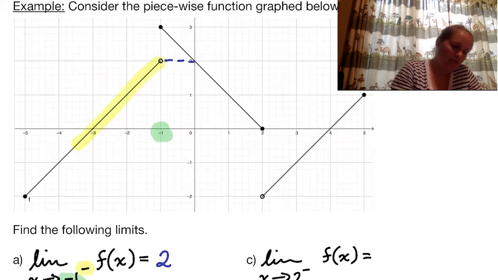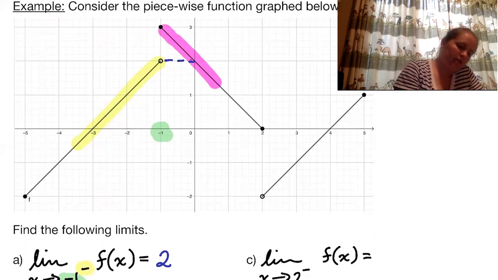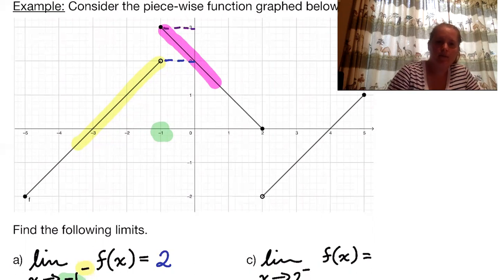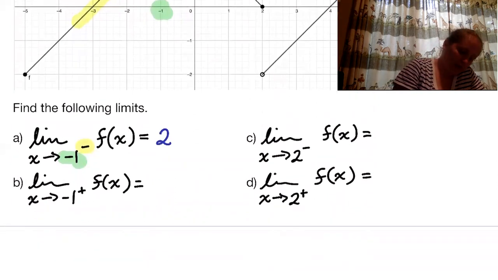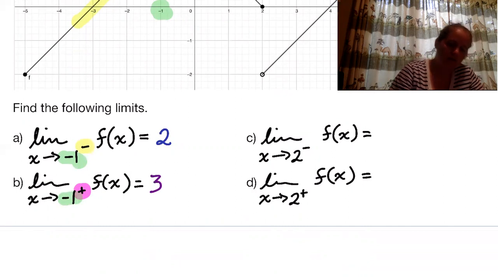Then if we wanted to come from the right, coming from the right, as x goes to -1, here, it looks like our y value is approaching 3. So again, we're coming from the right, going to -1, and the value we were approaching is 3.